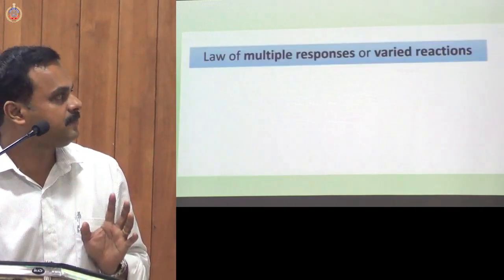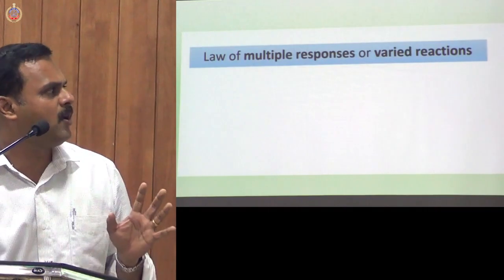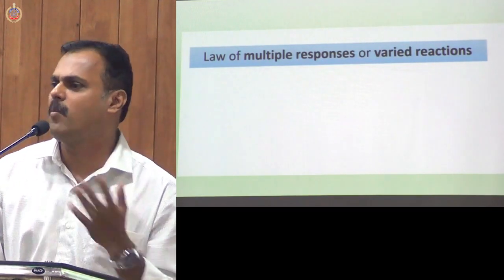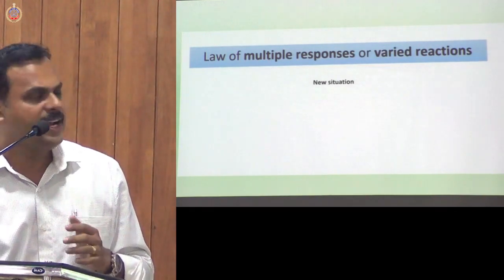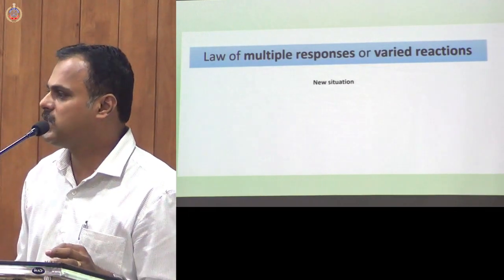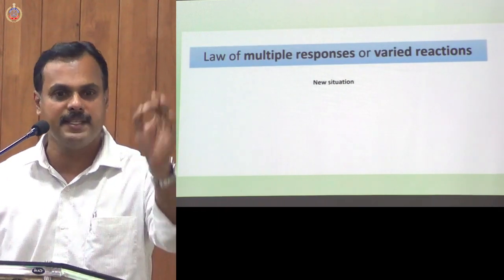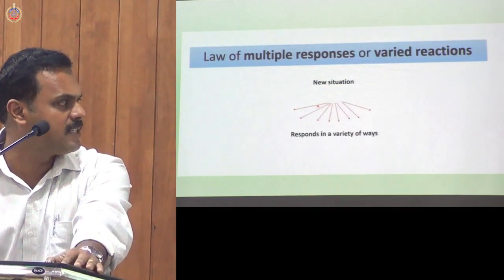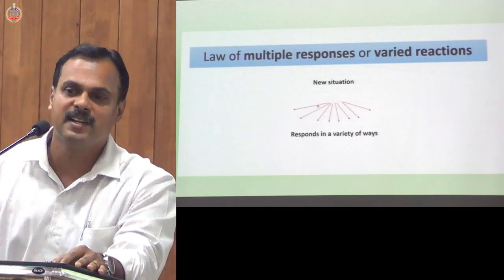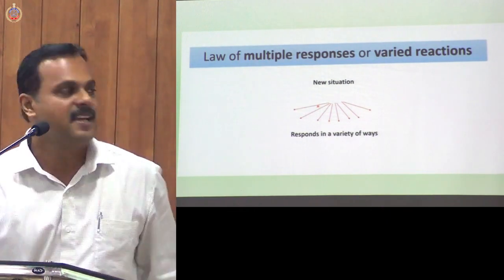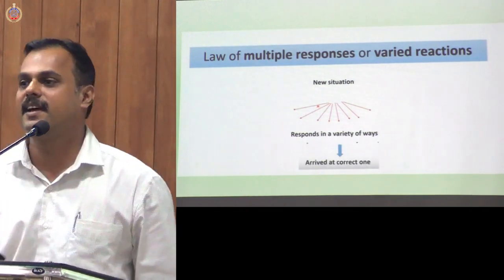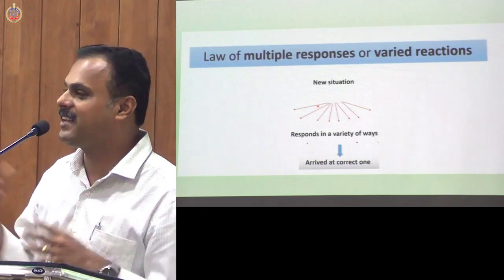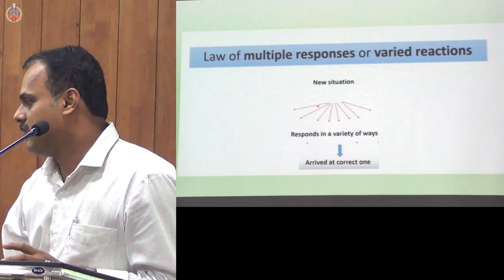Now the law of multiple responses, or varied reactions, which is seen in our daily life. It is very common for us to see this thing, which says that when any individual is given a new situation, when anyone is given a new chance, put in a new situation, what happens initially? He will respond in a variety of ways. He will try to find the solution in different ways, and finally he will arrive at a correct one. So this is trial and error. You will try many things, and finally you will arrive at the correct one.